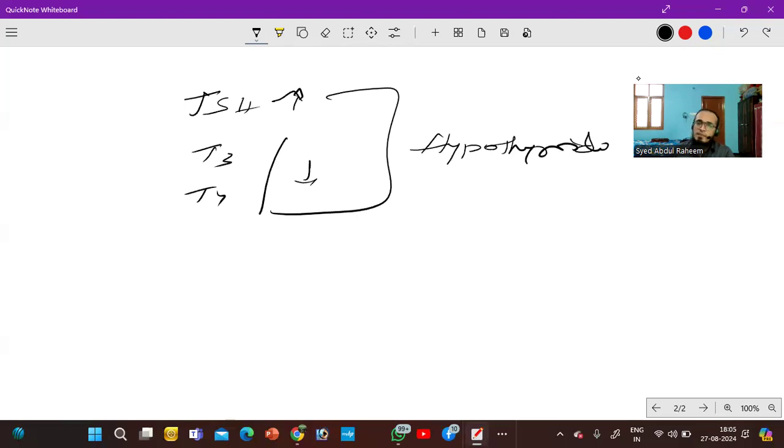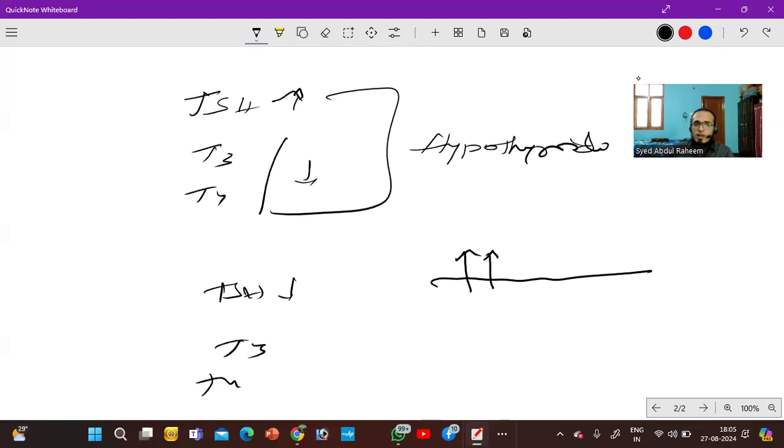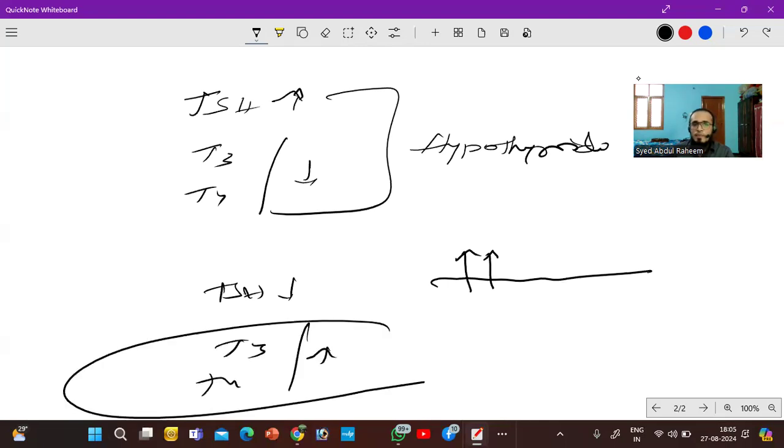So it means it is hypothyroidism. In hyperthyroidism, what will happen? TSH is less because the thyroid gland is already functioning more than normal, so T3, T4 are more. Okay, so this is the basic difference between hypothyroidism and hyperthyroidism.